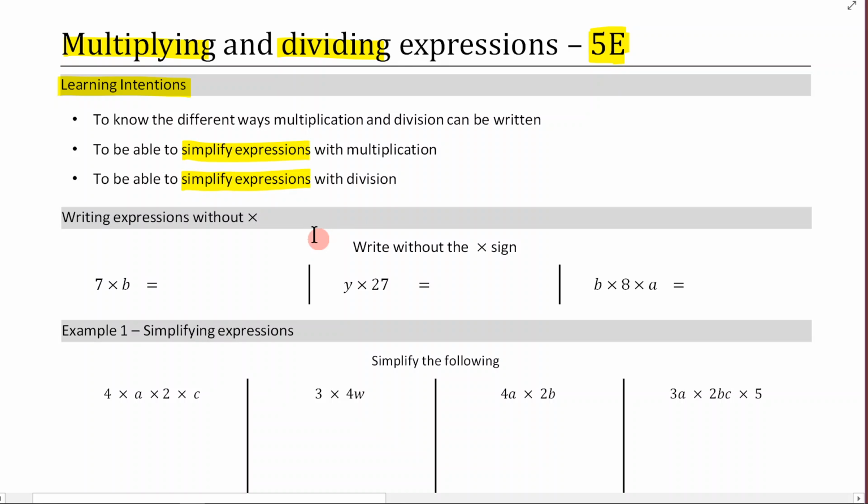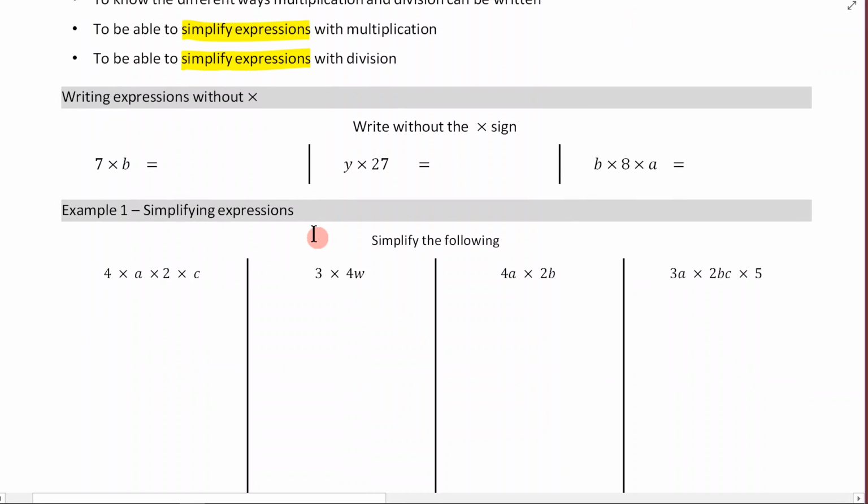The first thing we're going to do is a bit of a refresh. We've gone through this previously, and it's writing expressions without the multiplication sign. Right here, we're going to write this without the multiplication sign. Remember, in algebra, we really don't like this symbol. We much prefer to write it like this.